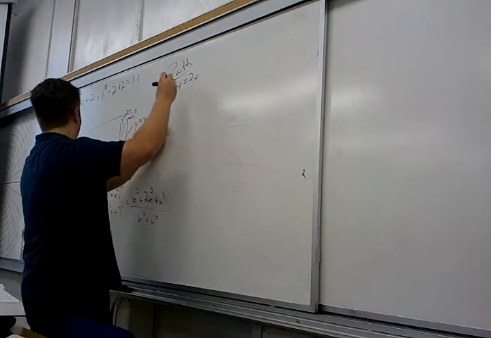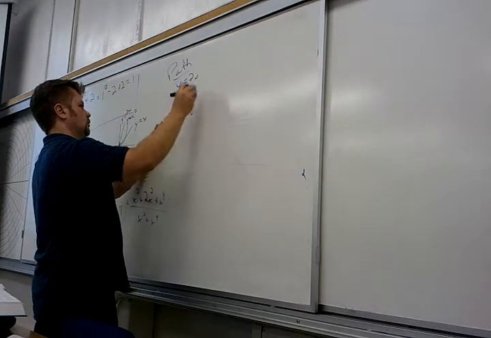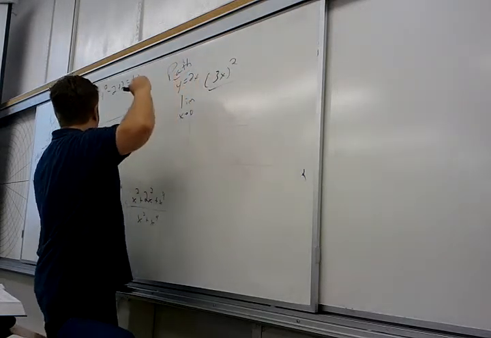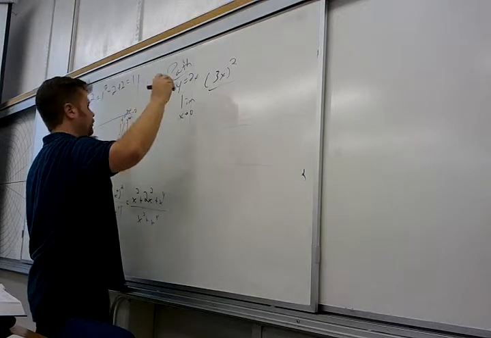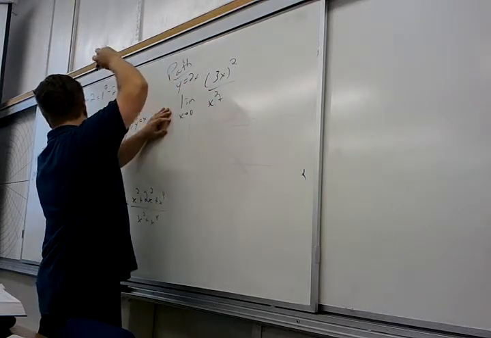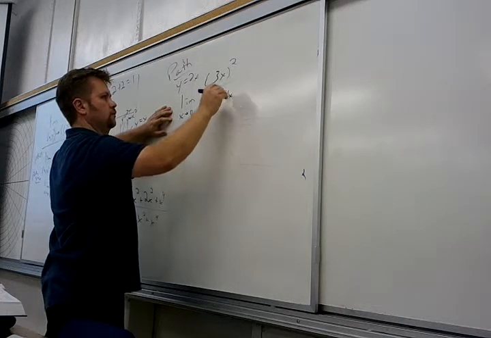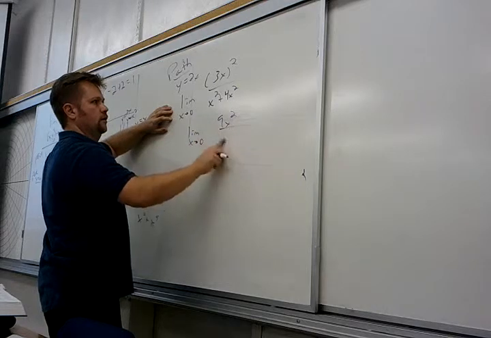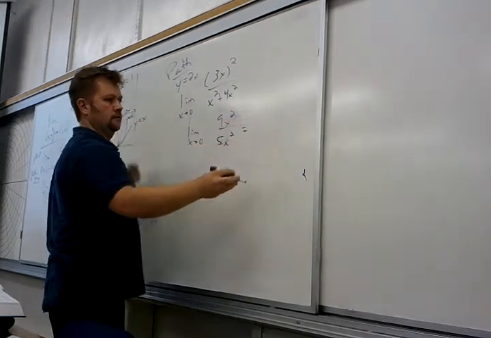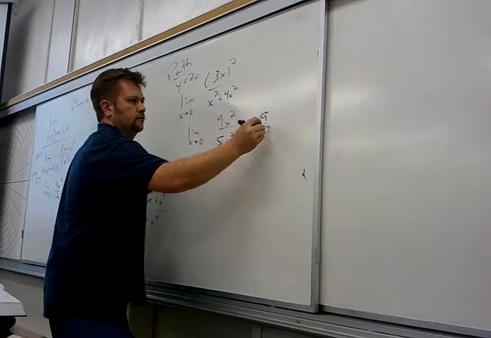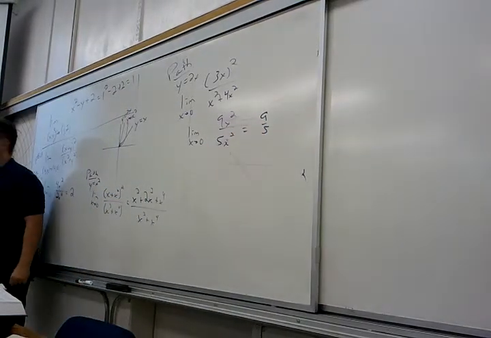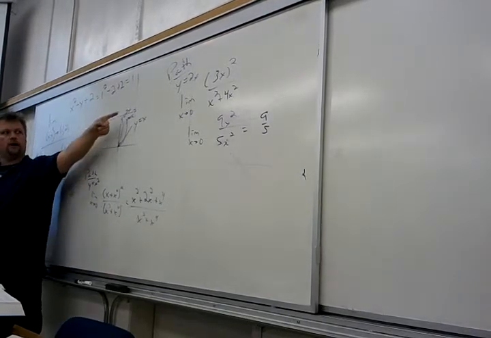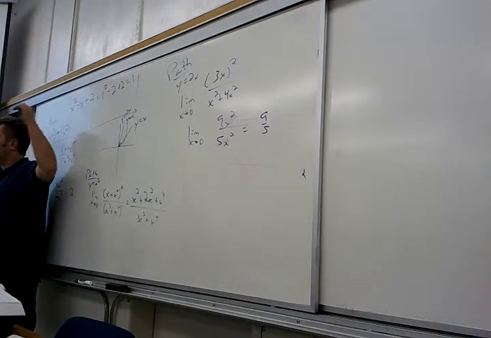So what happens when y equals 2x? You get 3x squared up here, over x squared plus 4x squared. So you get 9x squared over 5x squared. What's that limit? 9/5. Easy. There you go. So if I approach it along y equals x, it goes to 2. If I approach it along y equals 2x, it goes to 9/5.